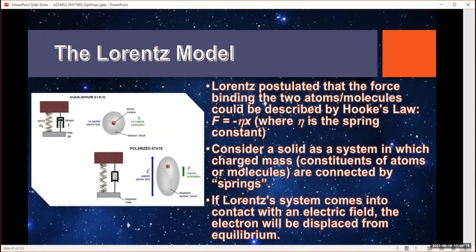So here I've got an atom. There is no electric field applied, and so the spring is not stretched out. But now the electric field is applied. The electrons are now displaced relative to the nucleus. They're more stretched out in this direction. And so we get this spring that is now a displaced mass, and we will have a restoring force on it that is to do with the spring constant.